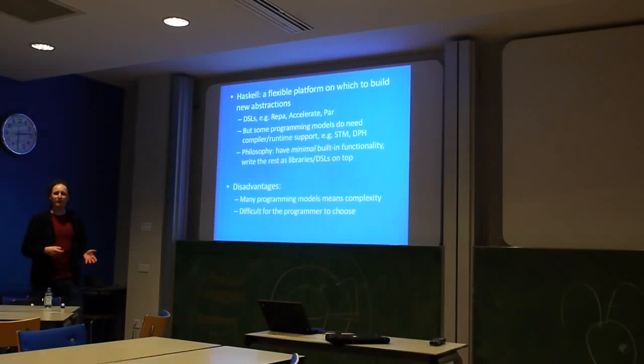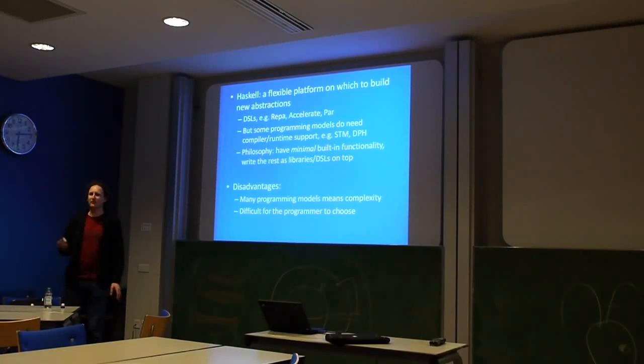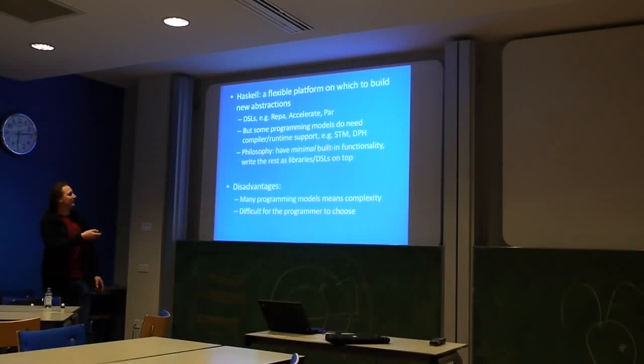But some of these programming models really do need you to get down into the compiler or into the runtime system for reasons of performance to implement them. So we've got a few of those: software transactional memory and parallel Haskell. So I'm not going to be able to go into much detail about all of these today. I'm going to dive down into a couple of them, and hopefully give you a flavour for what's there. The main philosophy is that we try to keep the core as small as possible. Okay, so we try to put minimal built-in functionality into Haskell and build everything as libraries and DSLs on top of that.